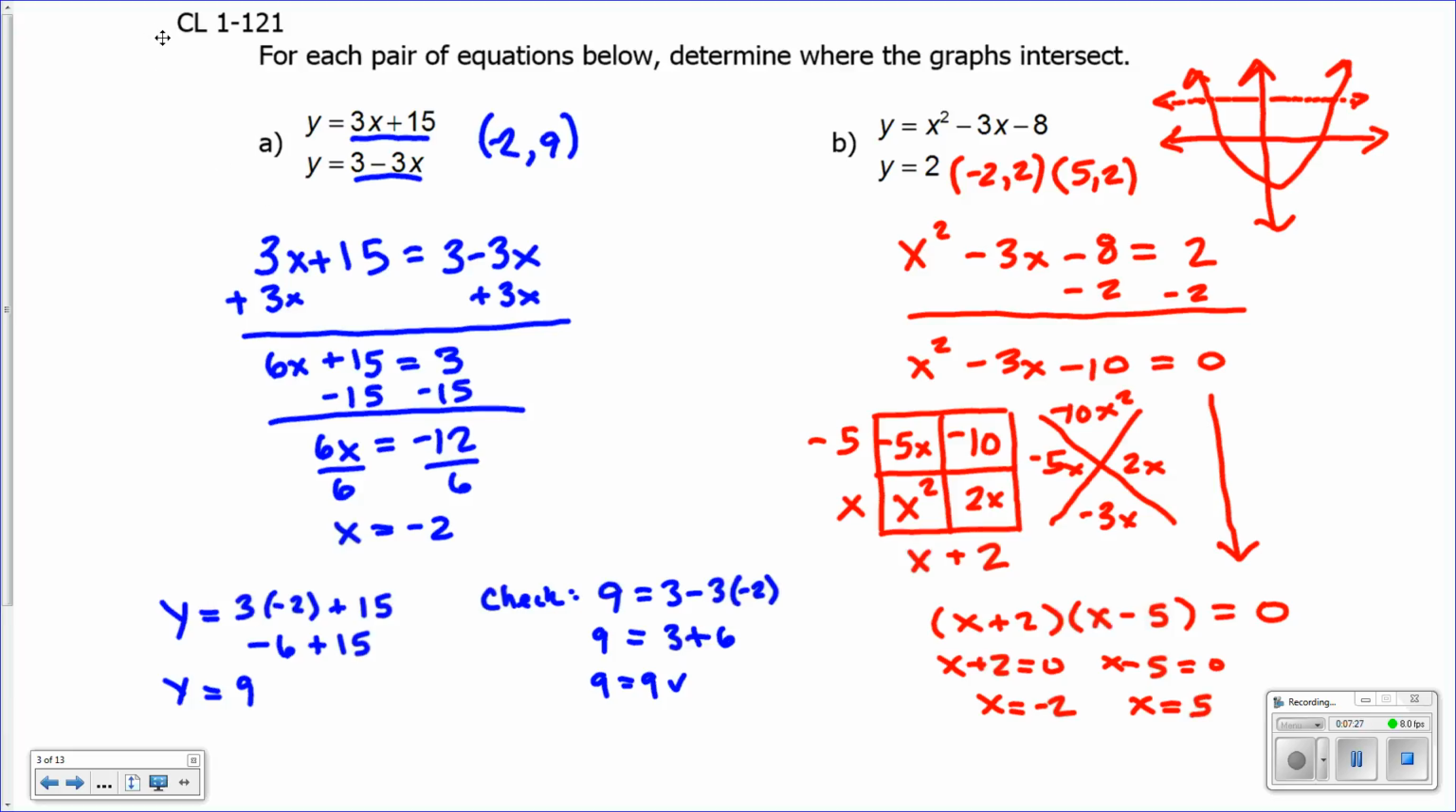For time's sake, I don't want to go real in depth. I'd love to show you the graphing way on the calculator, but you do need to know how to do it algebraically for your tests.